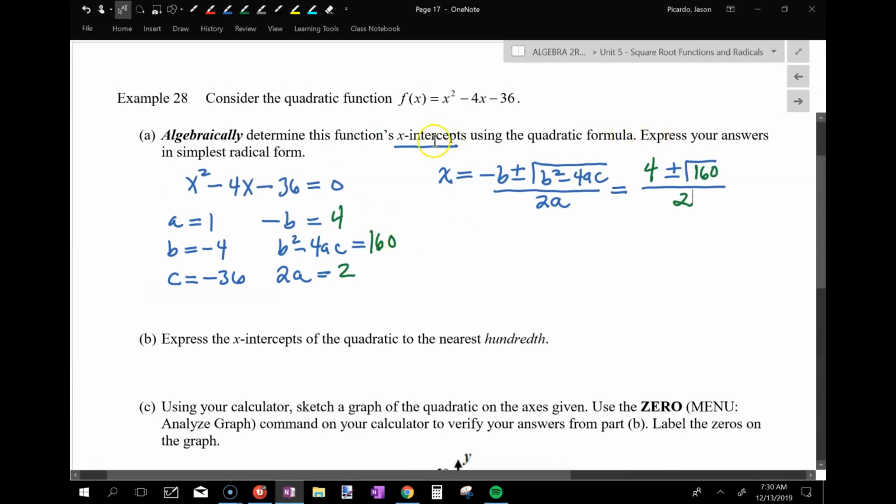Now, guys, if this were a part 2 and the question said express your answers in simplest radical form, this would not get you full credit, right? Because we can break down the radical 160. What's a perfect square that goes into 160? An easy one. 16 goes into it how many times? 10 times.